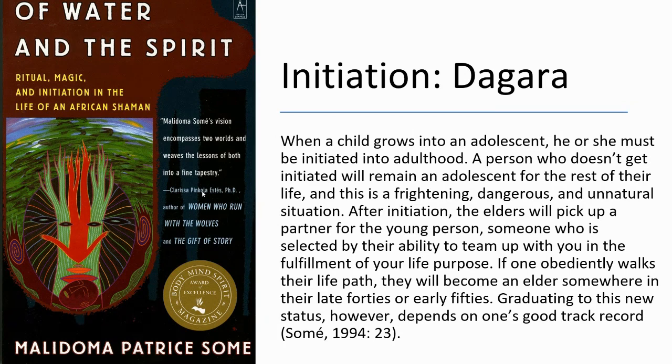After initiation, the elders will pick a partner for the young person, someone who is selected by their ability to team up with you in the fulfillment of your life purpose. If one obediently walks their life path, they will become an elder somewhere in their late 40s or early 50s. Graduating to this status, however, depends on one's good track record.